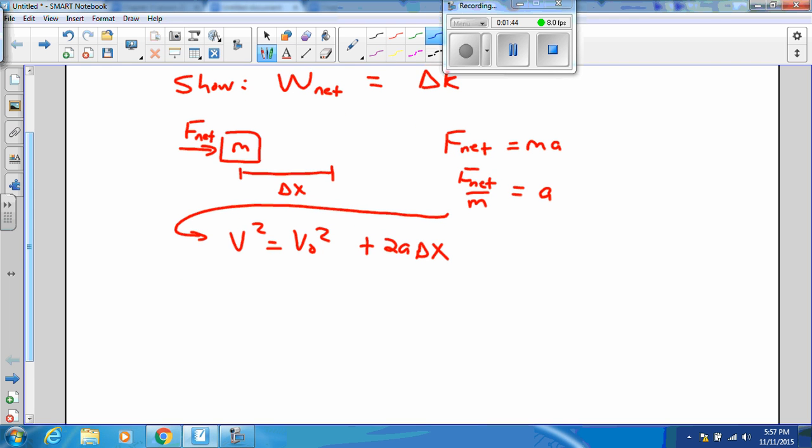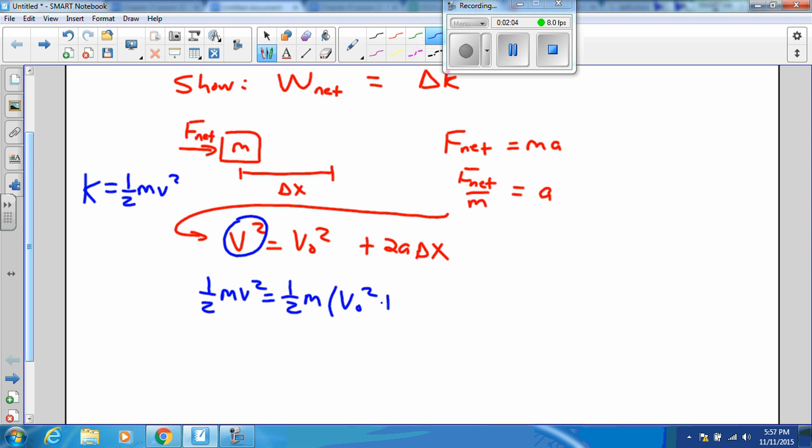Well, this is actually very interesting because this quantity v squared here reminds me of the kinetic energy expression that we had. Kinetic energy is 1/2 mv squared. And it occurs to me that if I multiply both sides of this equation by 1/2 m, then I would have kinetic energy sitting right there. Let's go ahead and distribute our 1/2 m. And 1/2 times 2 is equal to 1. So I get m times a times delta x as the result.